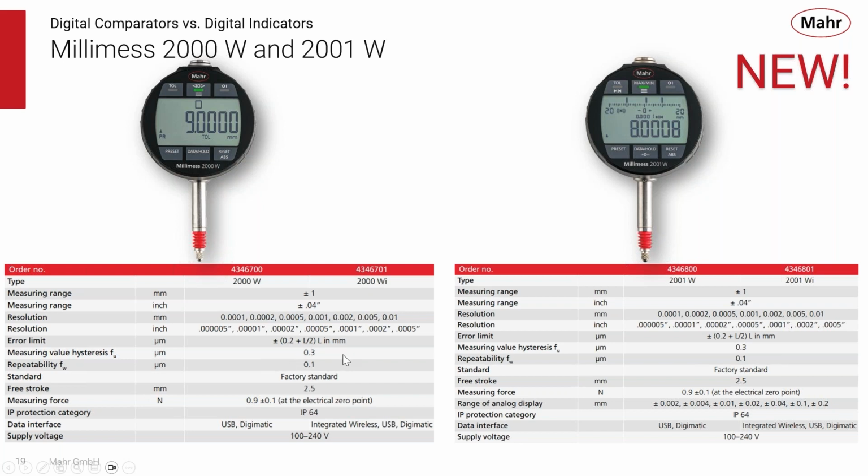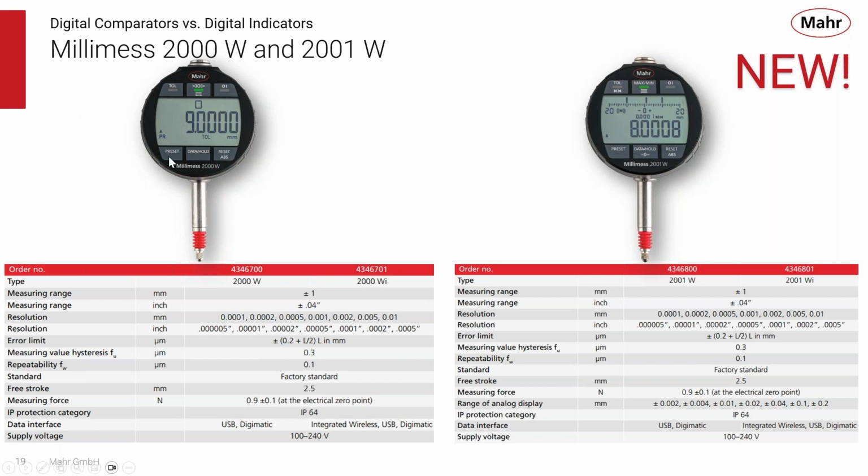These guys are also going to be very reliable in terms of data interface. Again, you can do USB or Digimatic. We also have options for integrated wireless with the new 2000 and 2001. So you can wirelessly transmit data measurements to a computer directly, no need for a cable. They are also going to be IP64 rated, so great for grinding and honing operations.